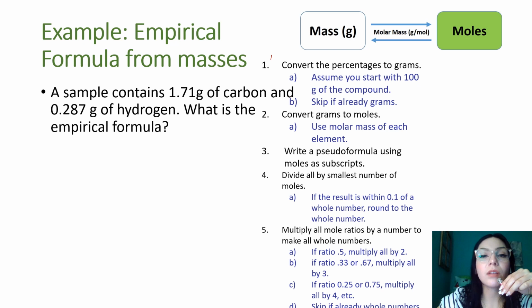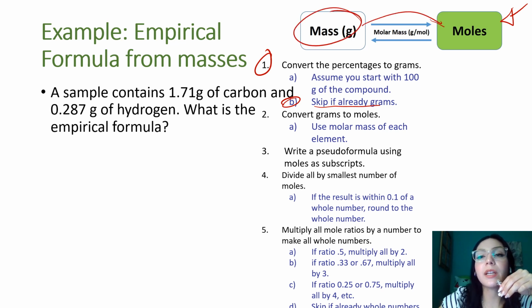It's important to understand the major steps, but what's more important is actually putting it to practice. So let's start off with the first step. We have a sample containing 1.71 grams of carbon and 0.287 grams of hydrogen. What is the empirical formula? Convert the percentages to grams. Do we have percentages? No. We already have it in grams, so we just skip this part. Go to step 2: convert grams to moles. Use the molar mass of each element to get to moles. That's why I put the little mole map here. We're starting in mass and trying to get to moles, so we use the molar mass.